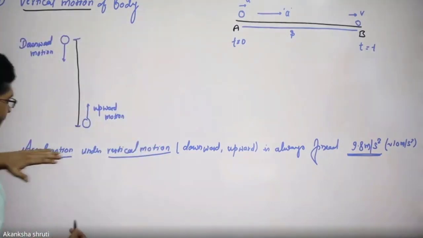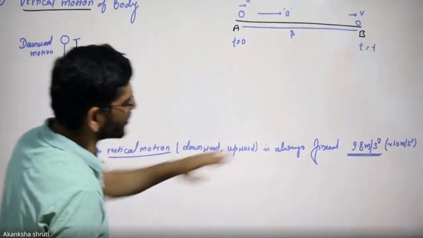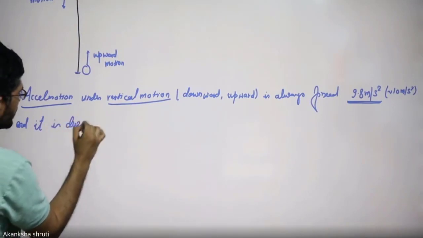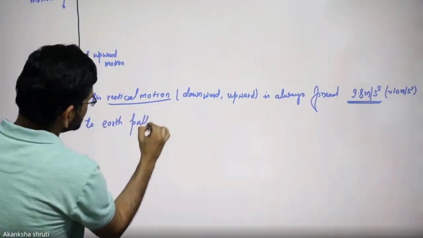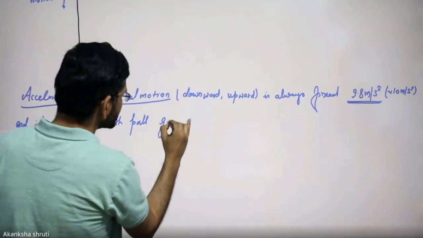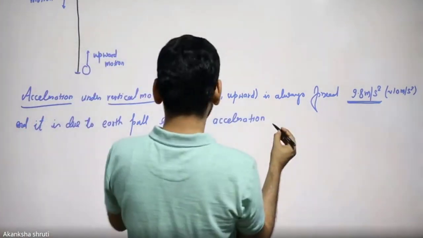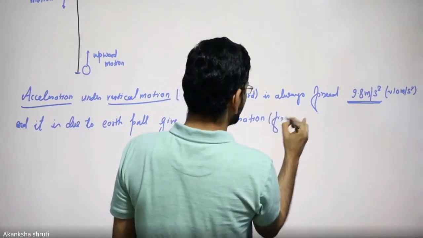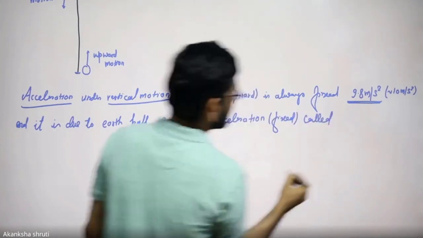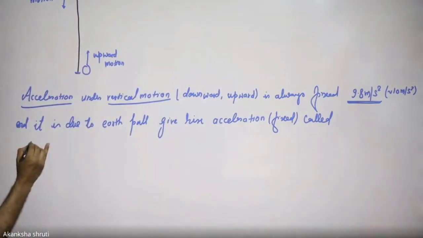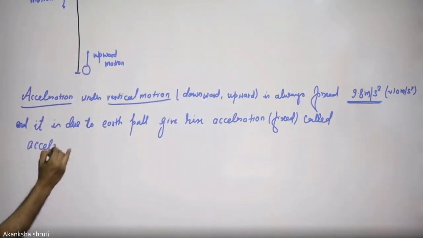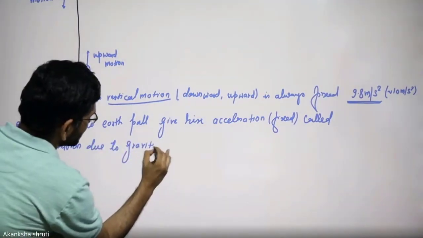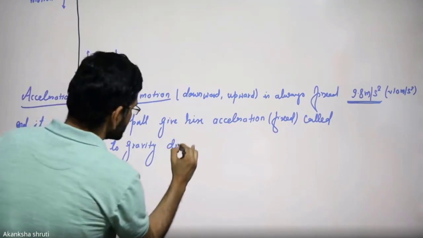So keep in mind, acceleration under vertical motion is always fixed, and it is due to earth's pull. Earth is pulling, giving rise to an acceleration which is fixed for all bodies. This acceleration is called acceleration due to gravity, and it is denoted by g.